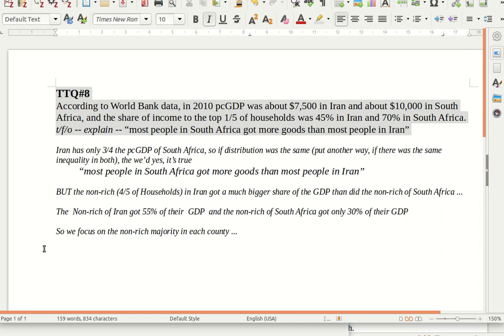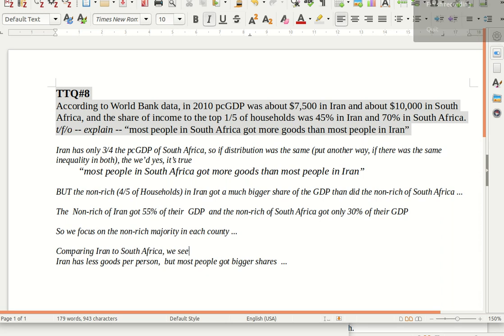So here's the thing we've got to think about. Iran has less goods per person, but most people got bigger shares. So that's the key point to be able to understand. We've got two different forces at work. Iran, less production per person, but Iran, bigger shares for most people.